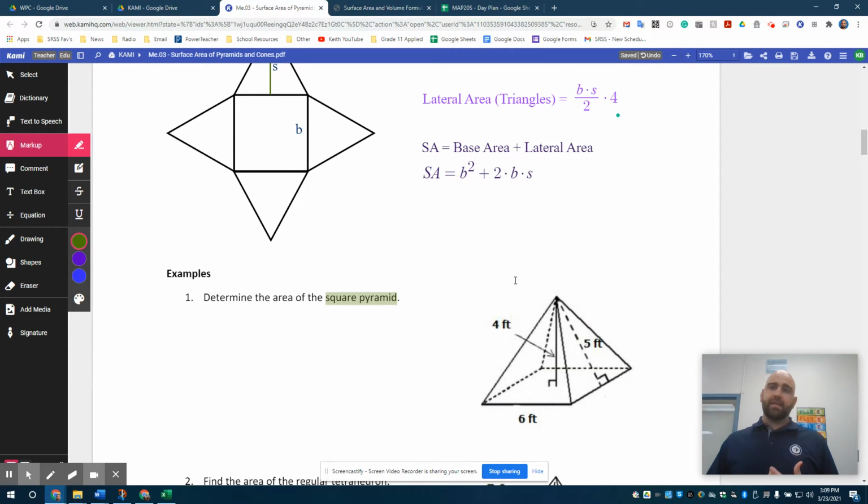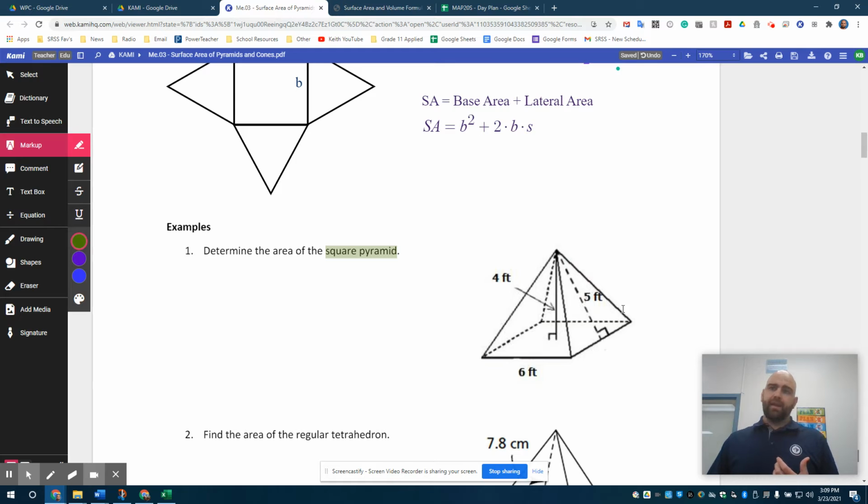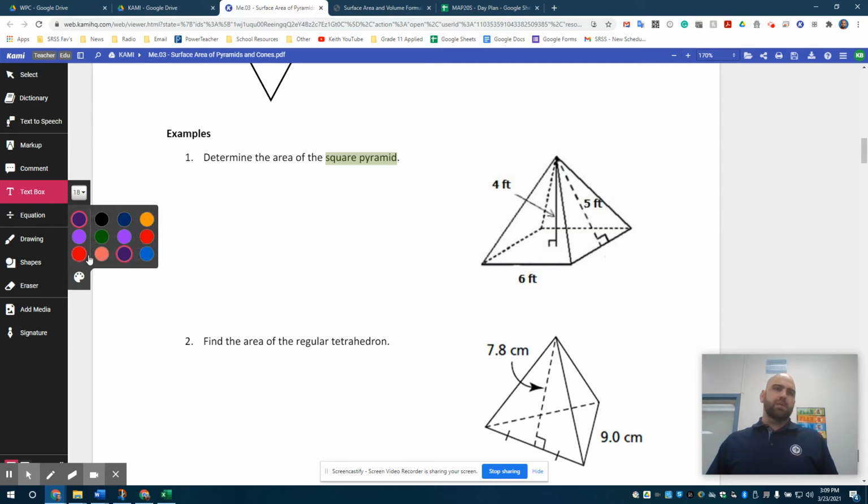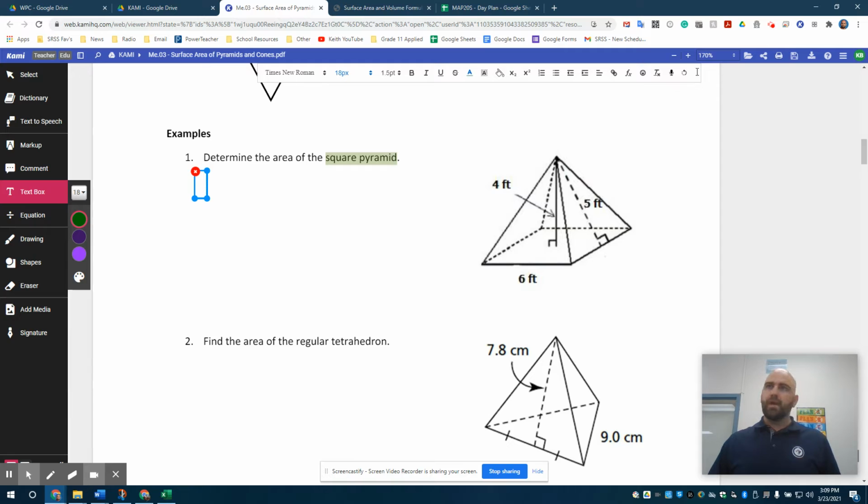We could also just find the area of the base and then find the area of a triangle and multiply it by 4. That totally works as well. But it's important to remember we find the area of the base and then we add the lateral area onto it as well. So I'm going to use the equation that we came up with earlier. We have surface area is equal to our base length squared plus 2 times base times slant height.